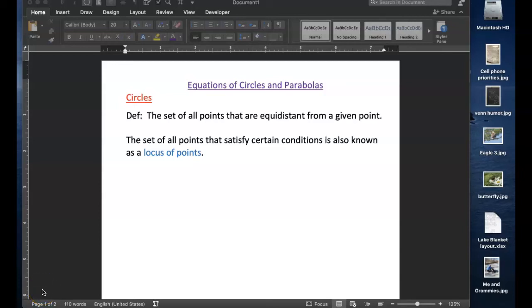Hey everyone, so this week we're going to talk about equations of circles and parabolas. So just one quick review of the definition of circles. A circle is just all of the points that are the same distance, or equidistant, from a given point. One other term that you're going to hear me use throughout this unit probably is locus of points. And a locus of points is just the set of points that satisfy a given condition or multiple conditions.